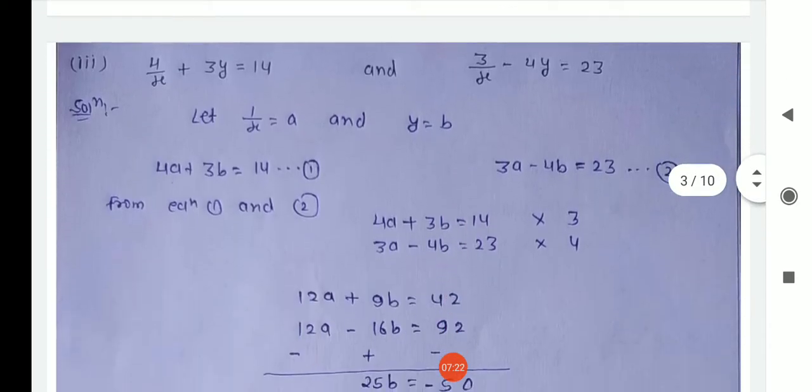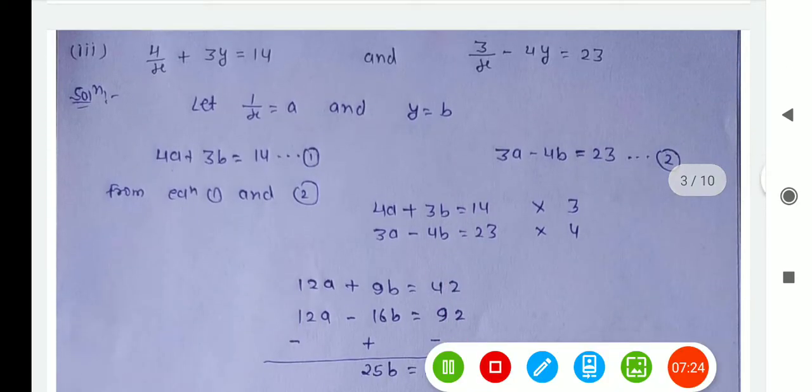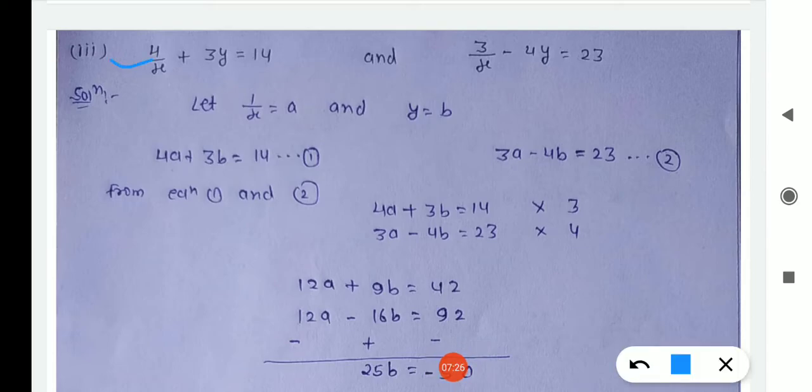Now question number three is 4 upon x plus 3y equals 14 and 3 upon x minus 4y equals 23. Here we let 1 upon x equal a, and we also write y equal b. It means the value of b is equal to the value of y. So simply this equation becomes 4a plus 3b equals 14.